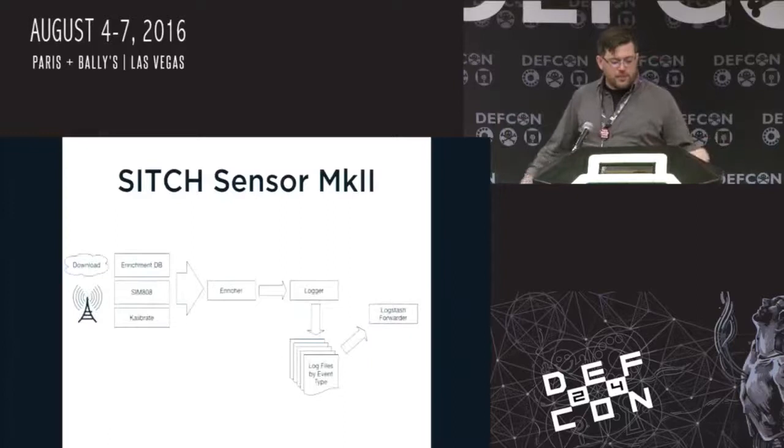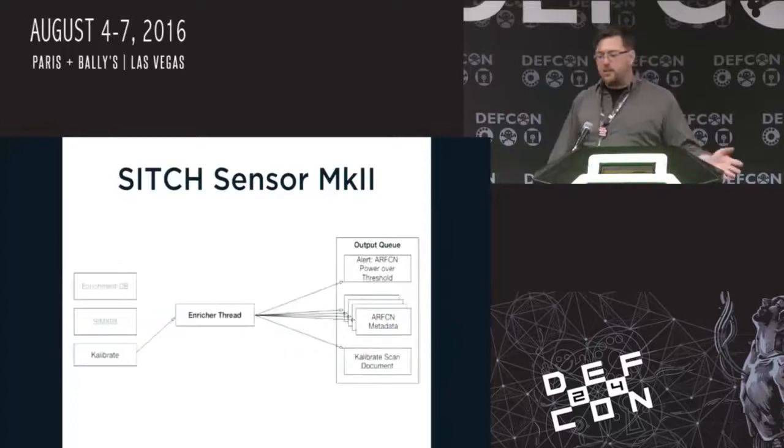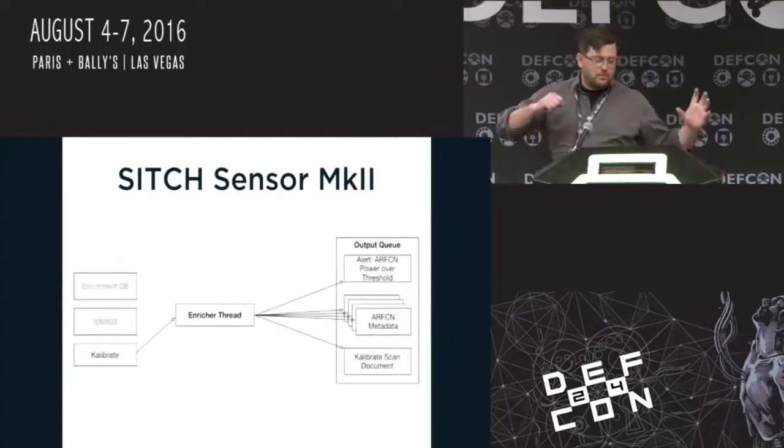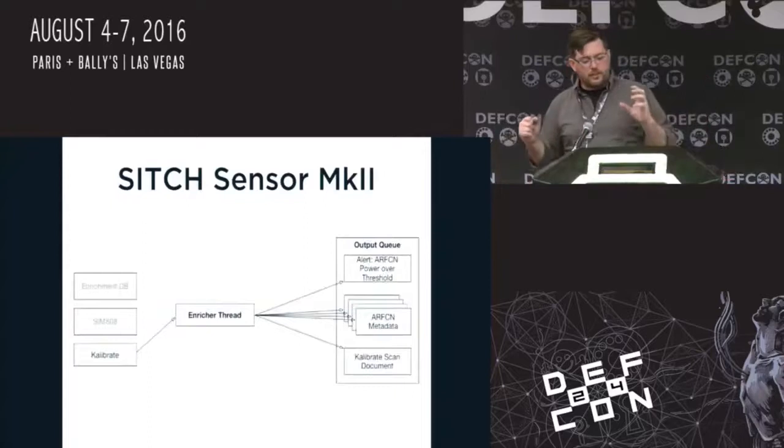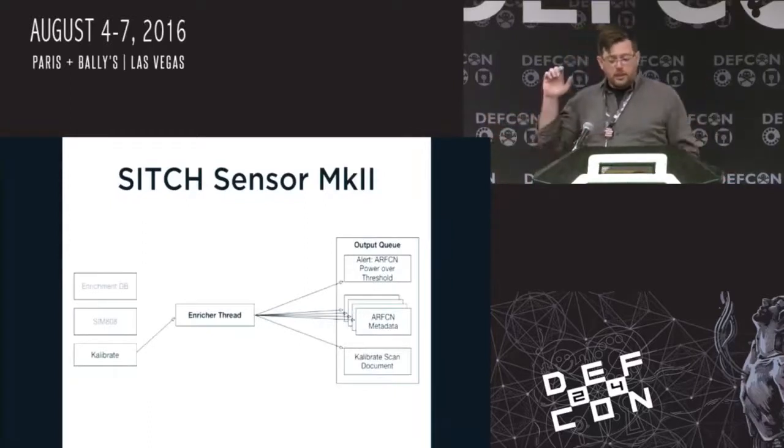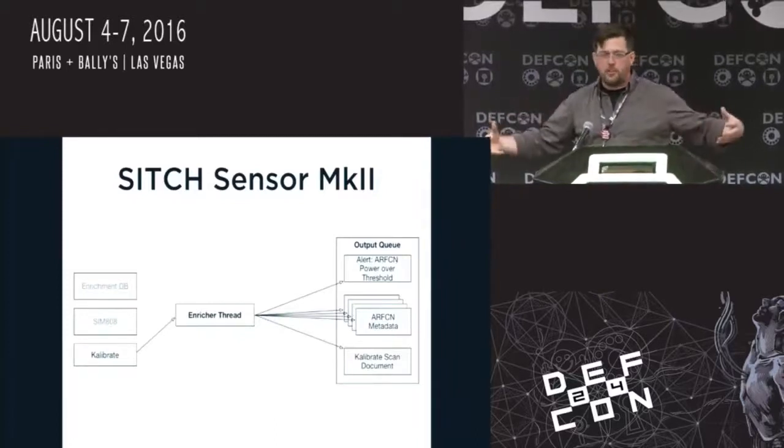So this is a block diagram of what goes on inside the sensor. For a calibrate scan, the enricher thread picks it up from the queue, and it can fire alerts on its own based on a threshold that you set in the environment variables in Resin. Resin is the service that manages it and pushes out environment variables for running your program.